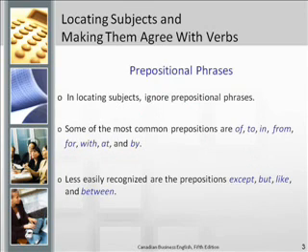One of the topics that we've covered at length so far in this course is locating subjects in sentences. It's important when you are locating the subject of a sentence not to select the prepositional phrase. Some of the most common prepositions are of, to, in, from, for, with, at, or by, and some less easily recognized prepositions are except, but, like, and between. In general, prepositional phrases modify the concepts of space or time, but if you have a look at this particular list and you remember some of these most common prepositions, then you will be better off.